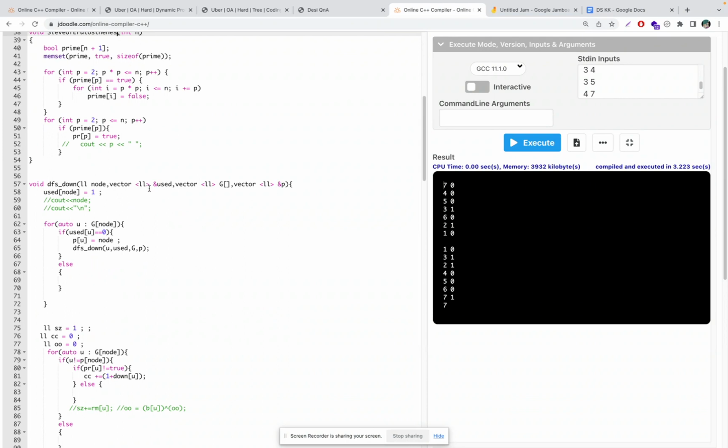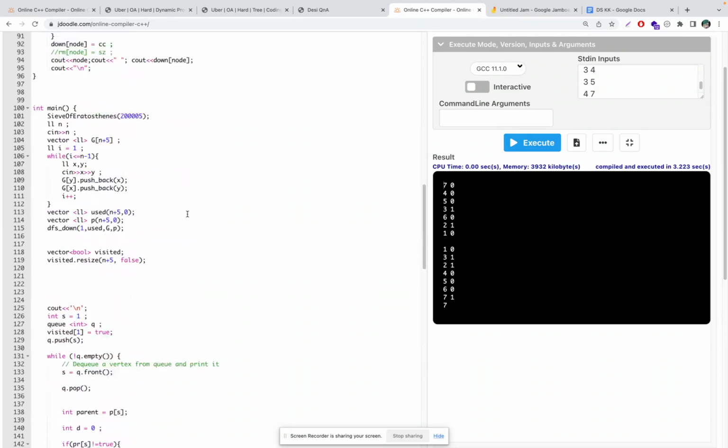The language in this question doesn't matter, but yes, the problem is really hard. Okay, so guys, the thing is first I take the tree, I accept the tree, then I do the DFS down.